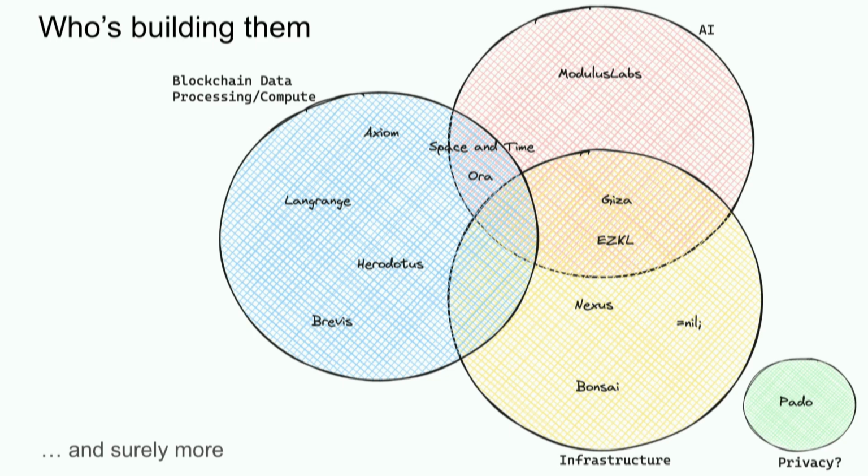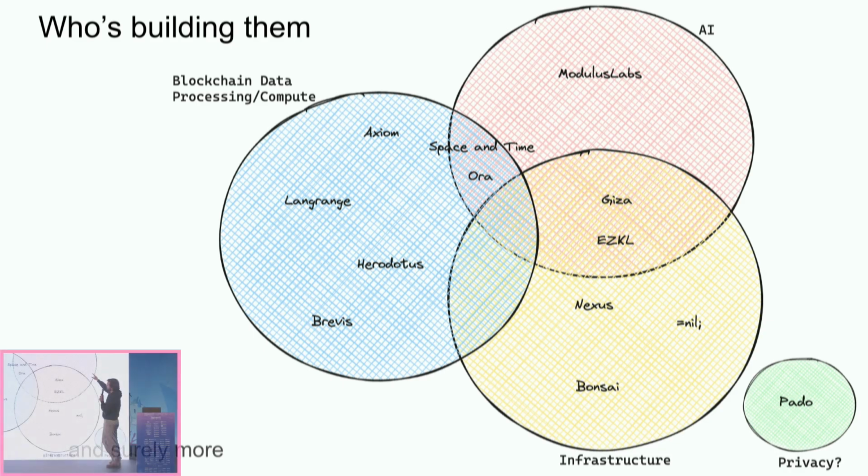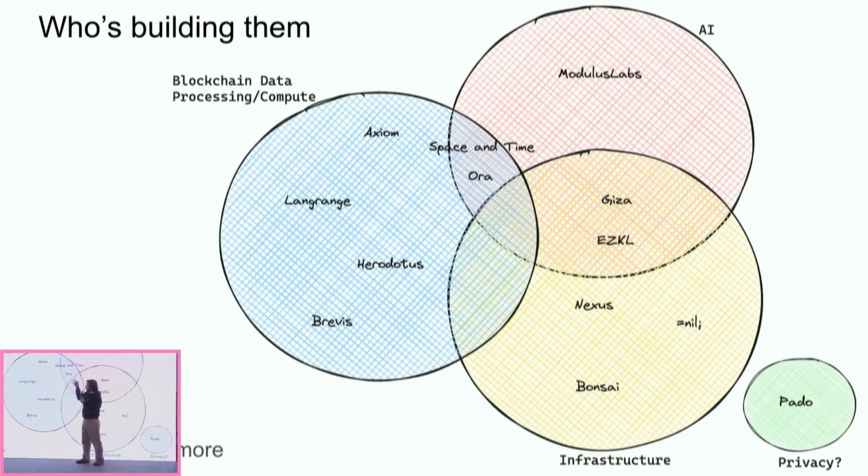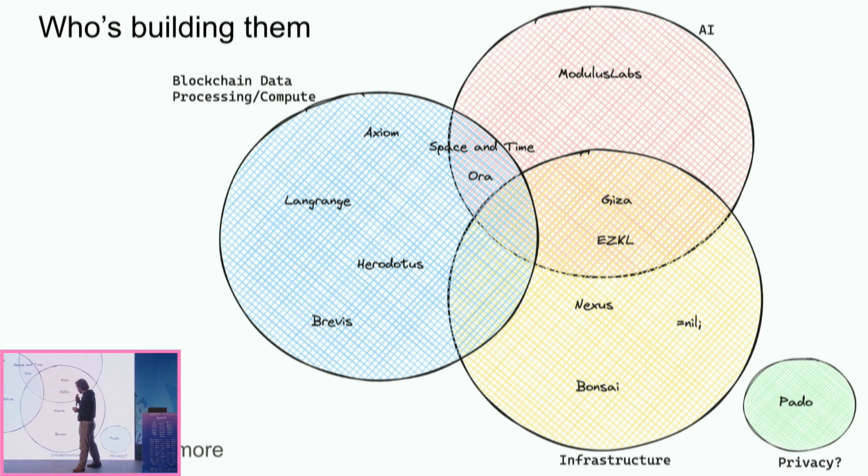This is just a chart of the companies that I've seen, and I'm sure I'm missing some, and I'm sure I'll meet some people here who are also building this. This is where people are lying, right? On the AI side, we've got Modulus Labs, who are doing some pretty amazing stuff. We've got Giza and Ezekiel, who are building AI proving infrastructure. Space and Time and Aura are doing both AI and proving computations on historical data. And you've got Axiom, who kicked off the whole ZK coprocessor meme. Then Lagrange, Herodotus, and Brevis are all doing similar stuff with historical blockchain data.